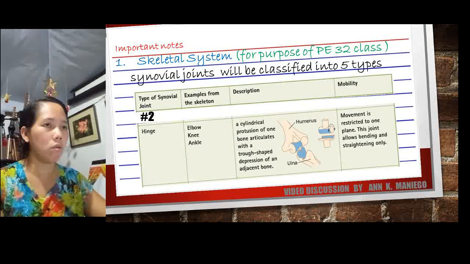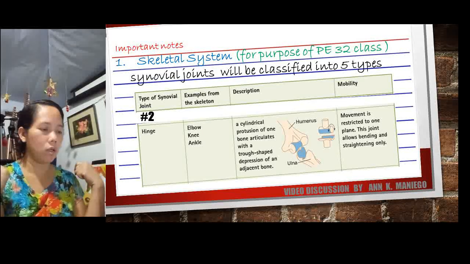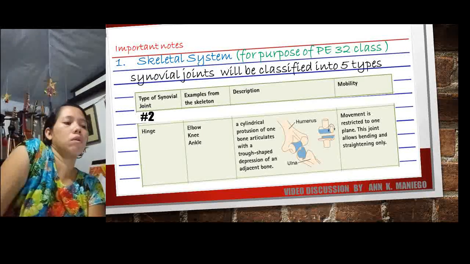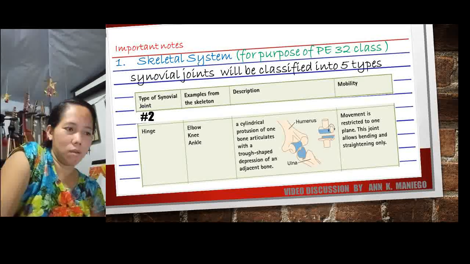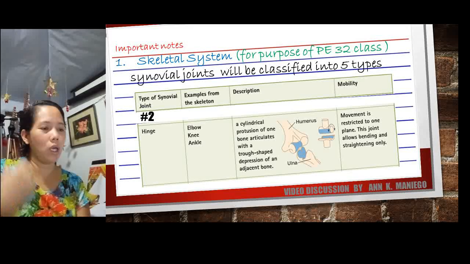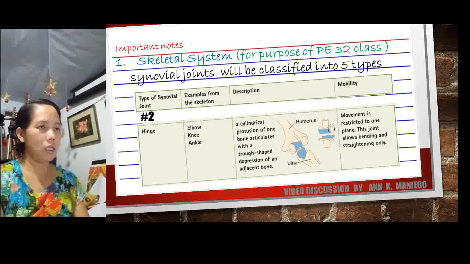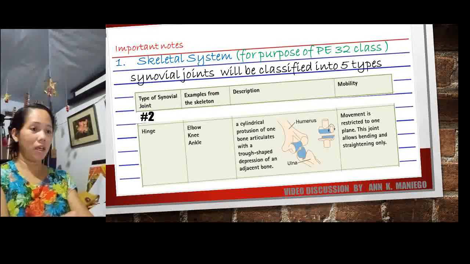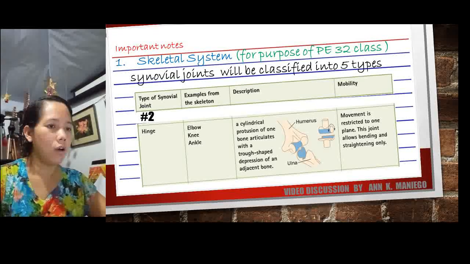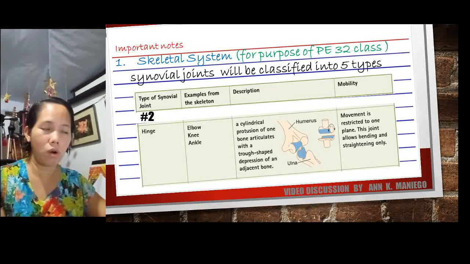So meaning to say, kung diha ra ka, no, example sa elbow, di ba? Dili nimo siya mabali dito pikas nga mura siya og swing door, dili nimo siya ma-swing door, isa ra siya, one way ra siya nga pagka-open. Okay, this joint allows bending and straightening only. I-bend, straight. Ana ra siya, si elbow, si knee, si ankle. Okay, that's kung inana ra ang iyang kaya nga mobility, that is what we call hinge.